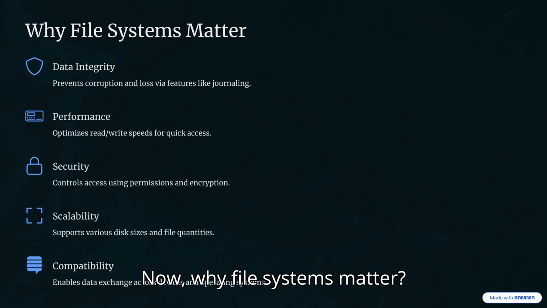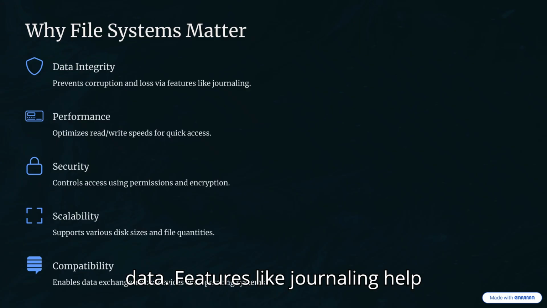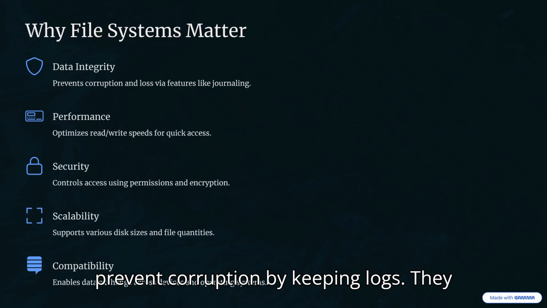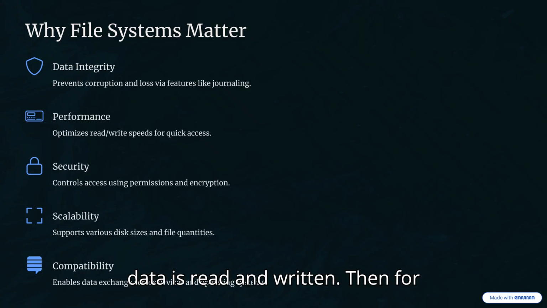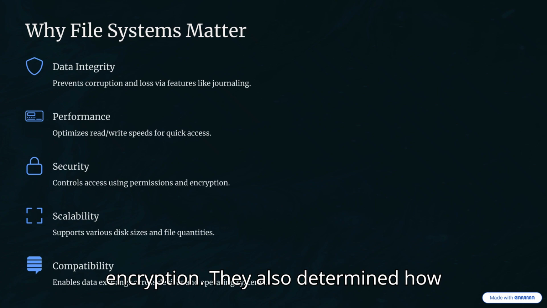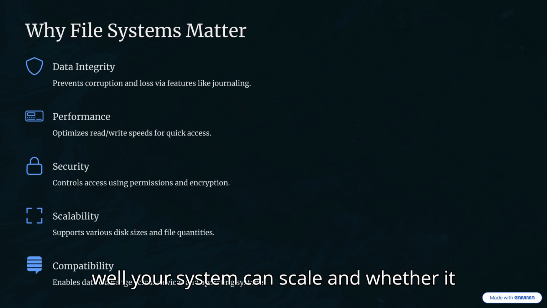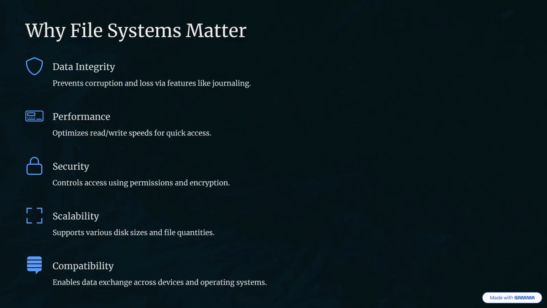Now, why do file systems matter? File systems directly impact the integrity, speed, and security of your data. Features like journaling help prevent corruption by keeping logs. They improve performance by organizing how data is read and written. They enforce security through permissions and encryption. They also determine how well your system can scale and whether it will be compatible with other platforms.